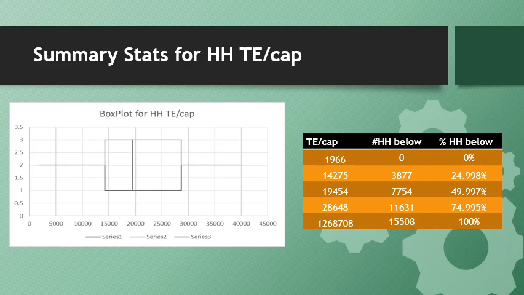The picture of this data is in the box plot. If you look at it, it starts at 1,966, although the point is not marked. So the whisker goes up to 14,275. That's where the box starts. This is the first quartile. Then the box ends at the third quartile, which is 28,648, and the median value is 19,000.